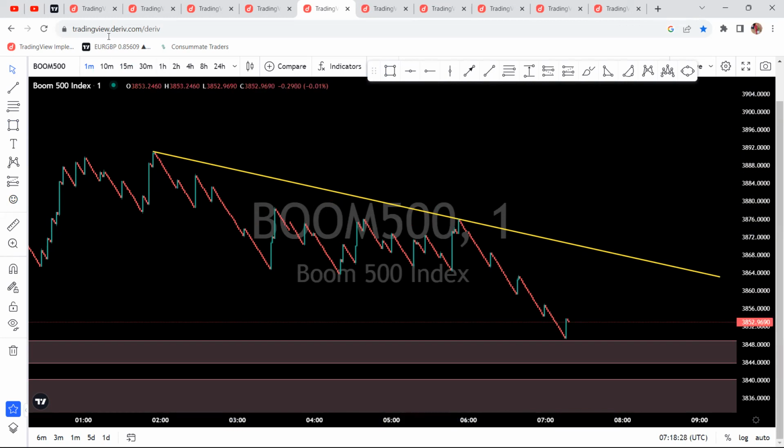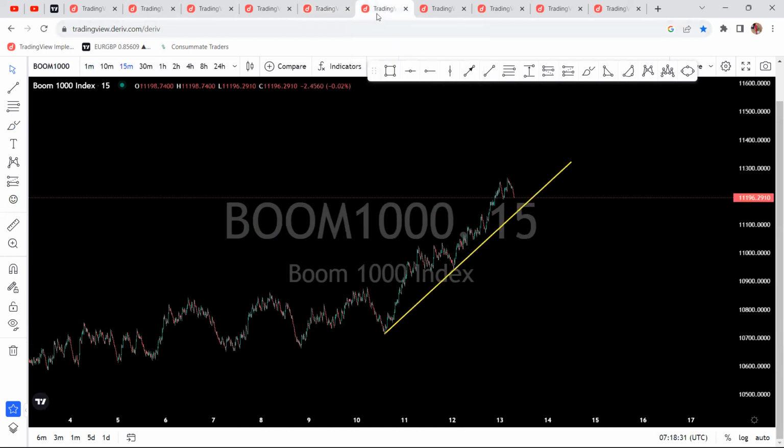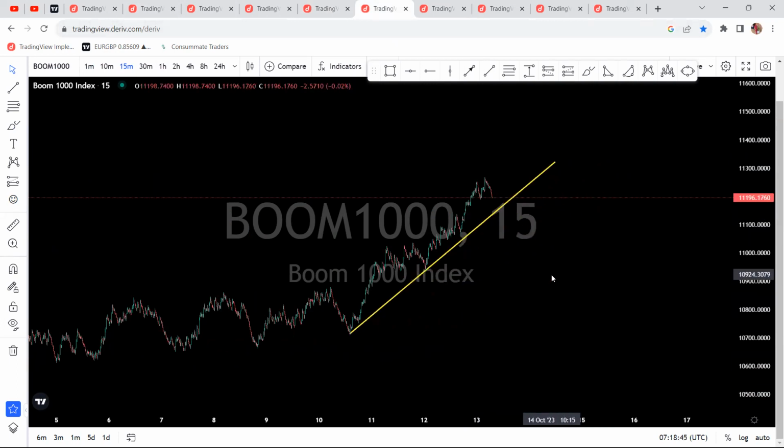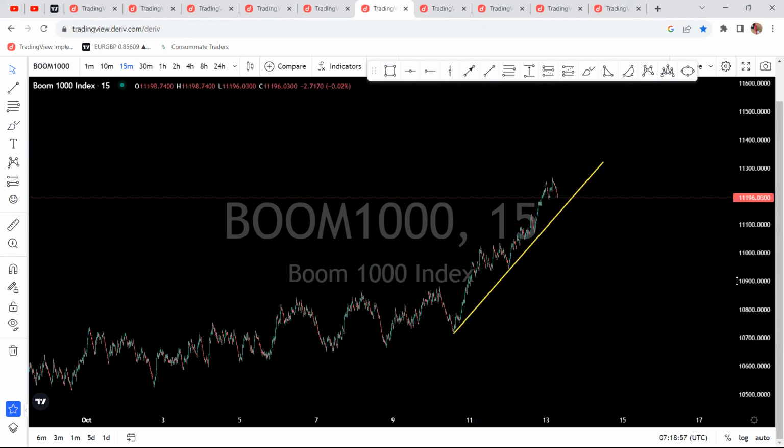All right, so let's look at Boom 1000. I can see something that looks like a running or expanding flat formation, for another up push, but I'm not going for up again. What I'm targeting is a down move. So if this market breaks this counter trend line, just like Boom 300, I will go for down.